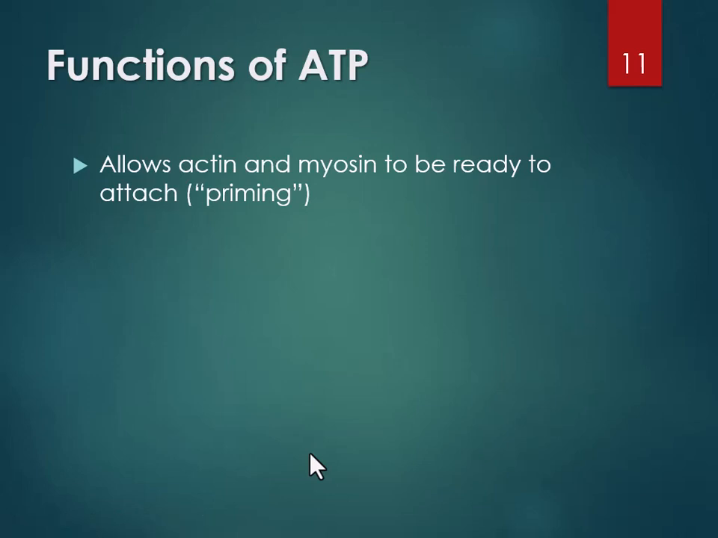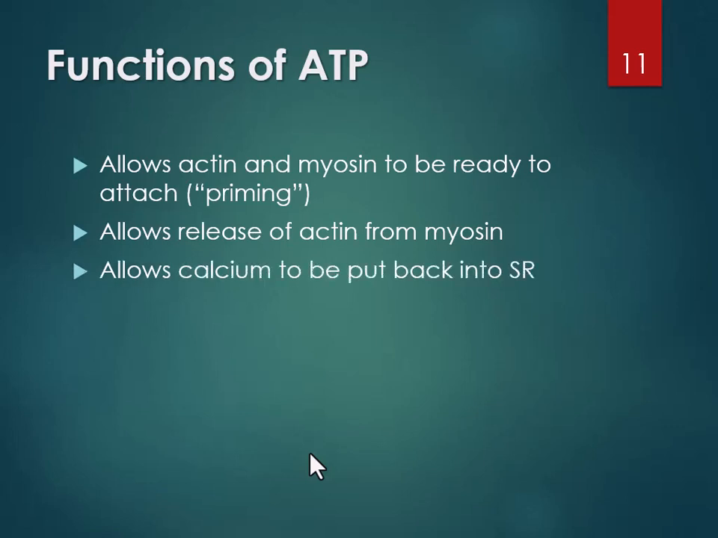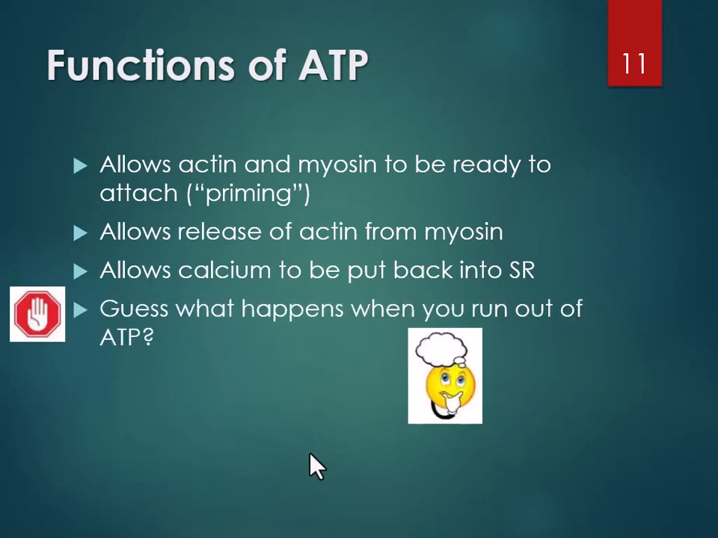ATP is used for 3 different steps of muscle contraction. It primes the myosin. Basically, it gets it ready to reach up and bind actin. It allows the release of actin from myosin so the muscle can relax so you can contract again, for example, if you're flexing and extending your arm. And it also allows for calcium to be put back into the sarcoplasmic reticulum. You got to pump it back in there with active transport pumps in order to set up the whole thing again if you want to contract that muscle. When you run out of ATP, muscle contraction will stop.